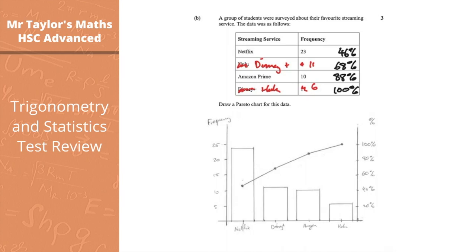And then remember our Pareto chart, we have our percentage on the right, we have our frequency on the left, and it's categorical data, so really we should have a gap between each one there. Okay, so that is it for the Pareto chart.